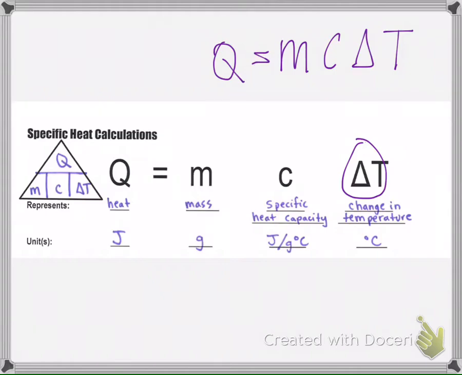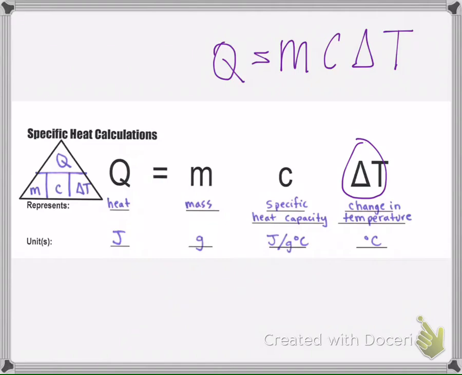Q is, very simply put, heat. We are measuring how much heat is part of this reaction, so it's going to be in the unit of joules. M is the M you've known all along. It's mass, and the unit for mass, of course, is grams, not kilograms in this case, but just grams. Specific heat we just talked about, the unit is joules per gram degrees Celsius.